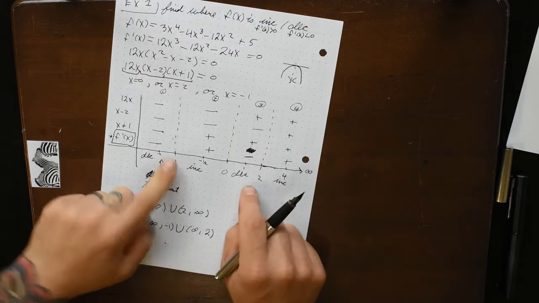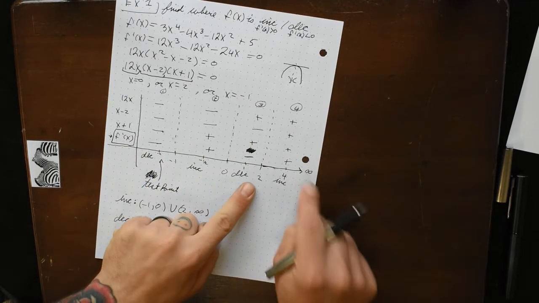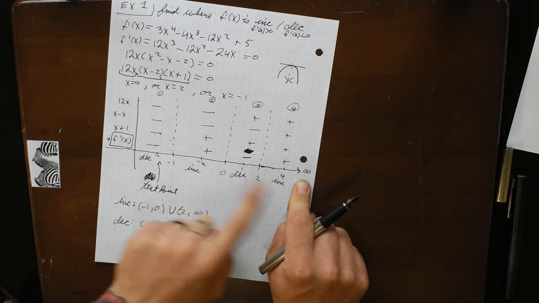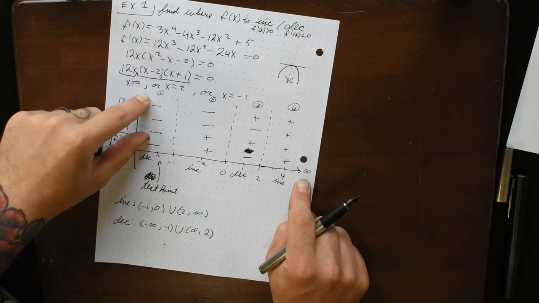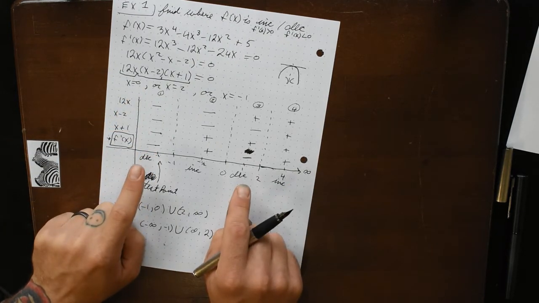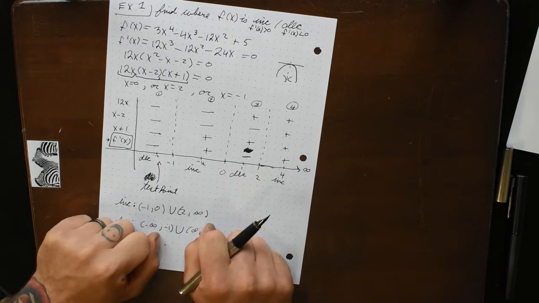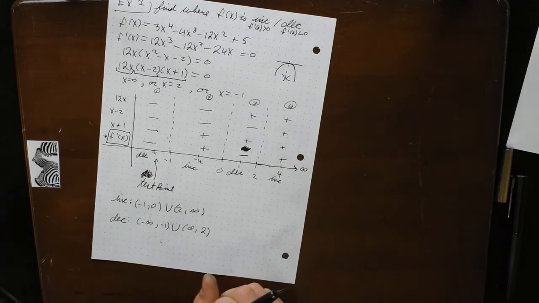Then pick any number between -1 and 0 that makes your heart happy. 0 and 2, and 2 and infinity. You're testing each of these regions, figuring out the sign of the parts, and using the sign of the parts to figure out the sign of the whole. Where your derivative is less than 0, you're decreasing. Where your derivative is greater than 0, you're increasing.